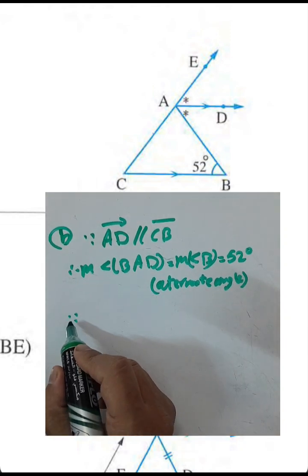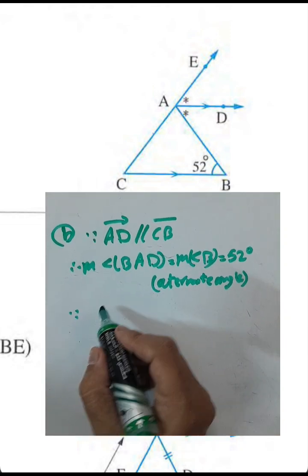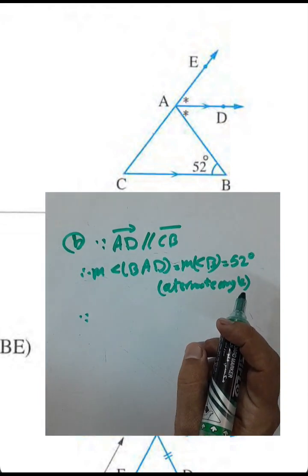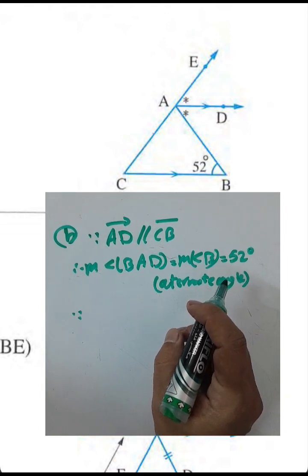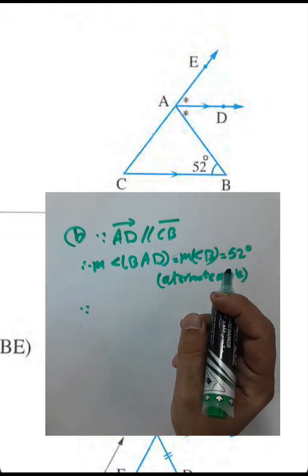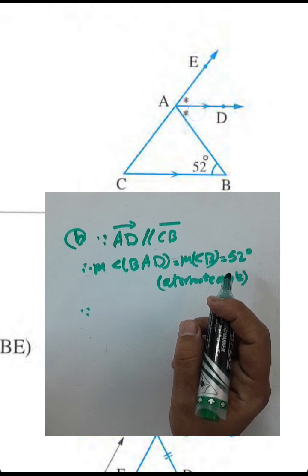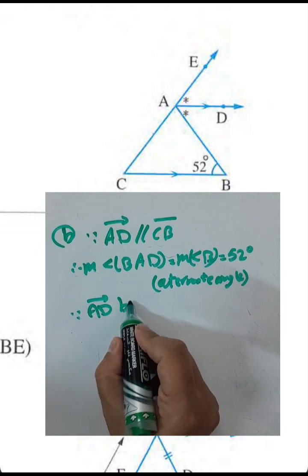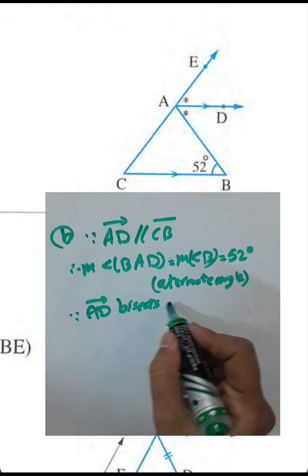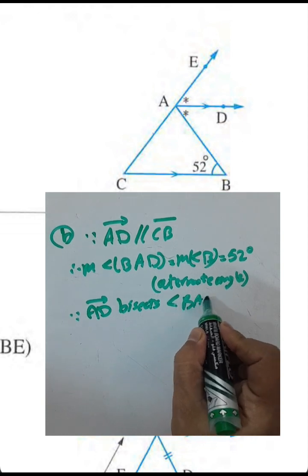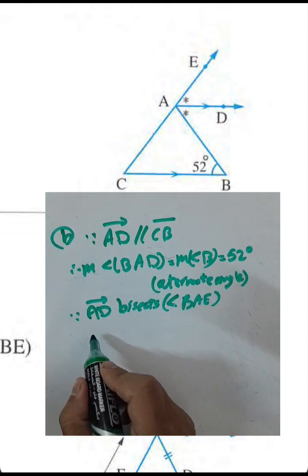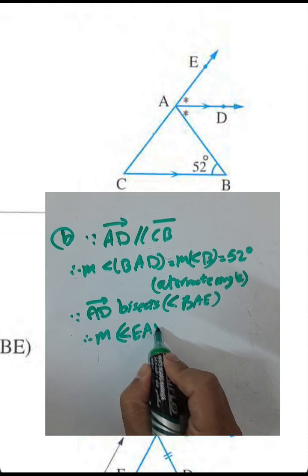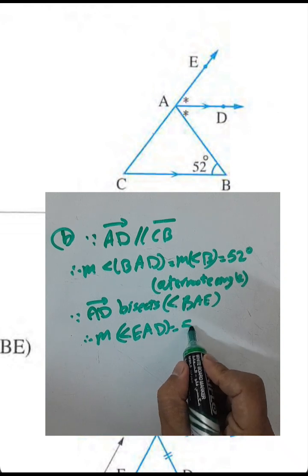Okay, since we have AD bisecting angle E, then the measure of angle DAE equals the measure of angle DAB. Since the ray ED bisects angle BAE, then the measure of angle EAD equals 50 degrees.